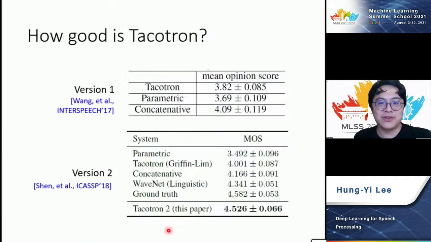It's so good that, before I tell you how good it is, here is some number. This number is the mean opinion score. That is, you ask some humans to evaluate your system, and they give the system a score from 1 to 5, and you compute the average. This is the mean opinion score. In the first version of Tacotron, it's better than the parametric-based approach, but it's not as good as the concatenative approach. However, in the second version, they made some modifications. So the second version of Tacotron outperforms the parametric-based approach and also outperforms the concatenative-based approach. And actually, it's very close to the ground truth. It's very close to the real speech.